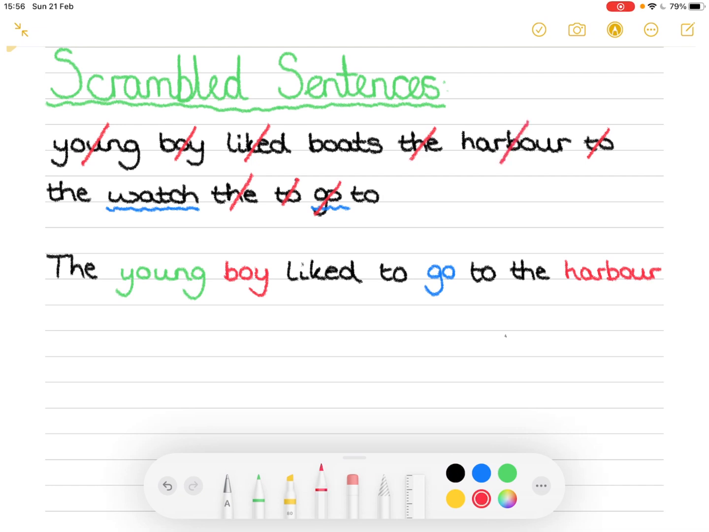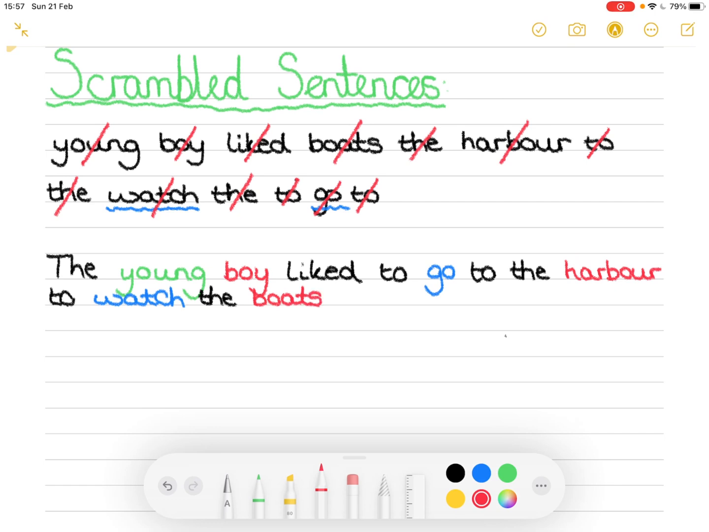And then we've got a few words left. We've got to watch the boats. Okay, so that makes our sentence complete. So the young boy liked to go to the harbour to. Cross off our final 2, and this is why crossing them through becomes really, really useful. Final verb is watch. Final preposition, the. And finally we have boats. Okay, boats is a noun, so we'll put it in red.